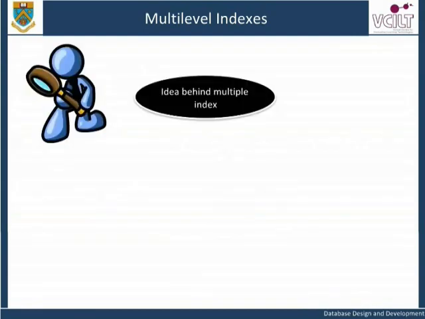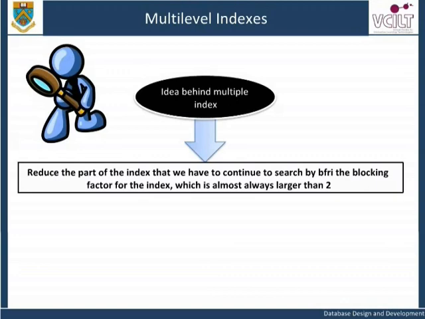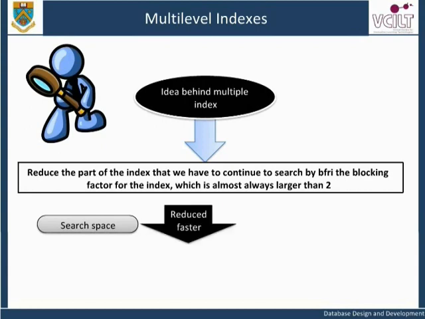The idea behind a multi-level index is to reduce the part of the index that we have to continue to search by bfr_i, the blocking factor for the index, which is almost always larger than 2. Thus, the search space can be reduced much faster. The value of bfr_i is also called the fan-out of the multi-level index, and we will refer to it by the notation fo, by analogy to the binary search. Searching a multi-level index requires ⌈log_fo(b_i)⌉ block accesses, which is a smaller number than for binary search if the fan-out is bigger than 2.